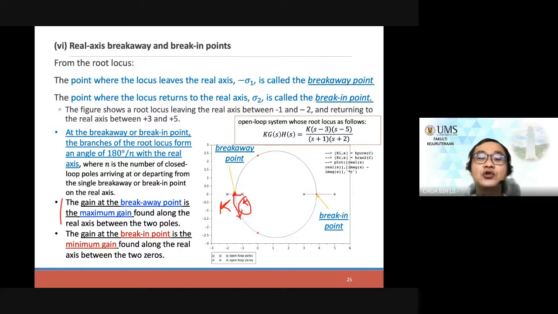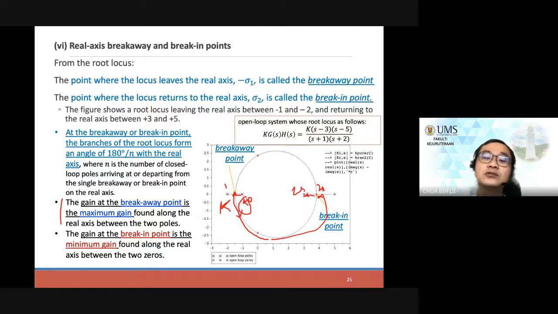So when the gain continues to increase, maybe here k is 0. Then k over here, let's say, is 1, then it starts to break away. Then it comes back to here, probably when they meet at this point, maybe k is 20. Then it starts to split again to the poles. Probably when it starts to split to the poles, the value is 25.